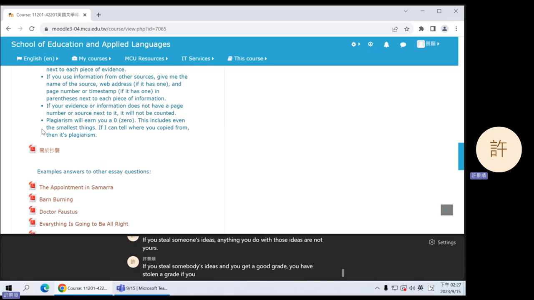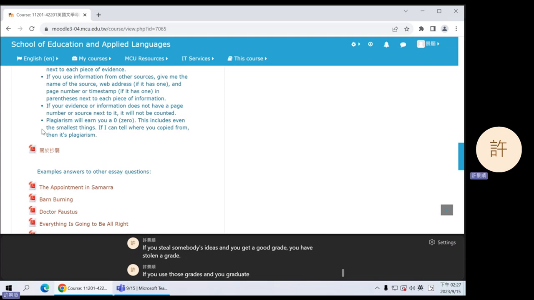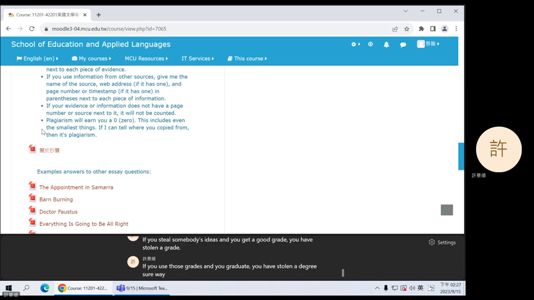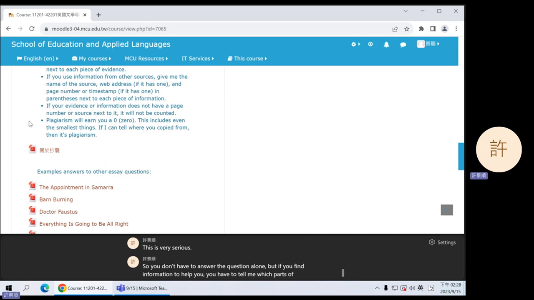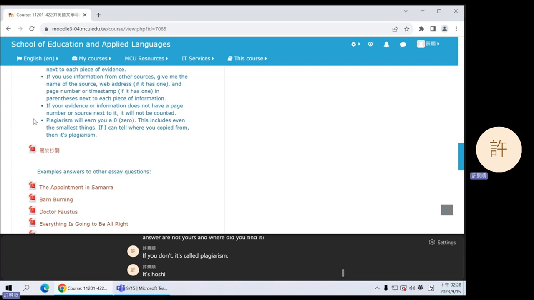If you use those grades and you graduate, you have stolen a degree, 学位. And if you use your degree to get a job, you have stolen a job. This is very serious. So you don't have to answer the question alone, but if you find information to help you, you have to tell me which parts of your answer are not yours and where you found it. If you don't, it's called plagiarism, 抄袭. And if you are interested in learning more about why this is so important, here is an essay in Chinese.